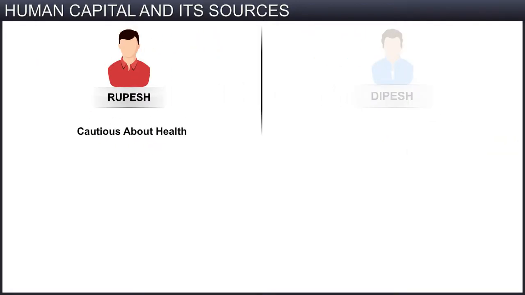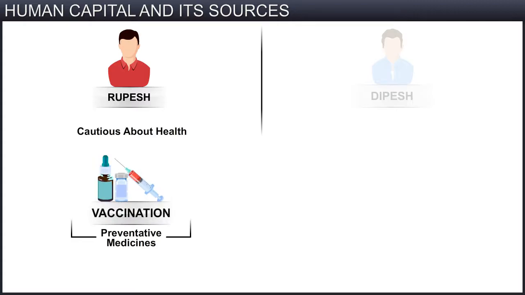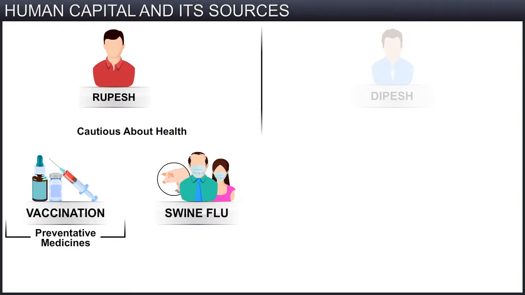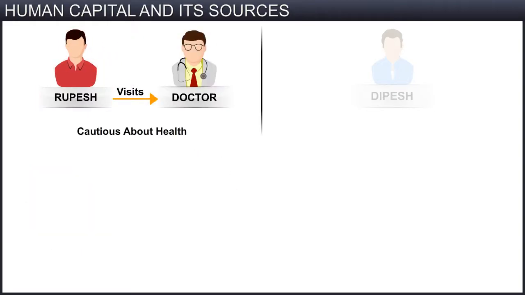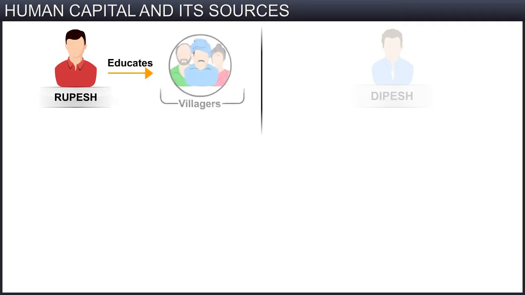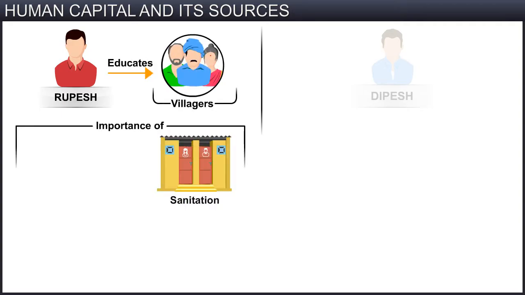Rupesh is very cautious about his health. He always takes preventative medicines, like vaccinations, especially if there is a dangerous disease in the area, like swine flu, for example. He visits his doctor with any ailments before they aggravate. He takes the curative medicines prescribed by his doctor, so he quickly recovers from any illness which strikes. He also educates the other villagers about the importance of sanitation, clean drinking water, and other such health-related issues.